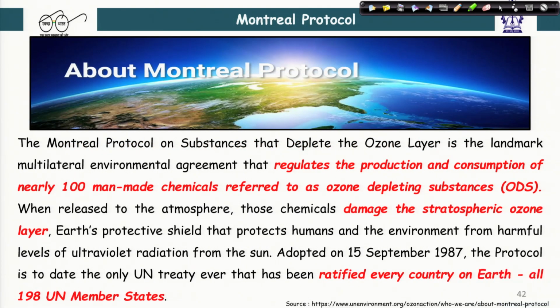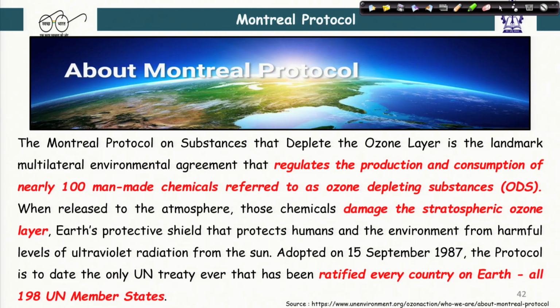Then we always talk about the Montreal Protocol. That is another one, which deals with substances that deplete the ozone layer. It is a landmark multilateral environmental agreement. It regulates the production and consumption of nearly 100 man-made chemicals known as ozone depleting substances, which are creating ozone depletion in the stratospheric ozone layer. That is where the depletion is happening.